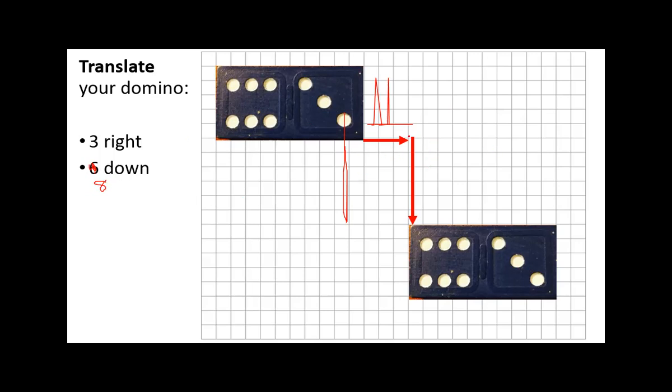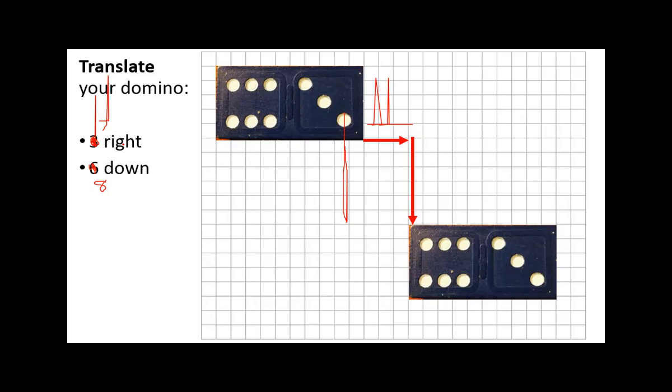And then this to the right is the exact same thing. You had to move that a total of 4 centimeters long. You're moving it 3 to the right. You've had to move it a total of 7 centimeters to the right. So that's what translated is.